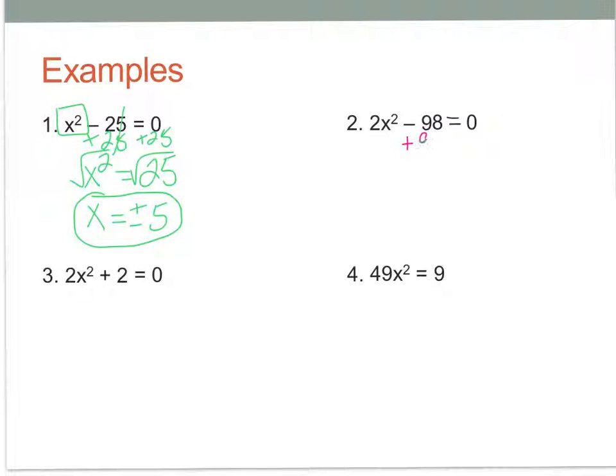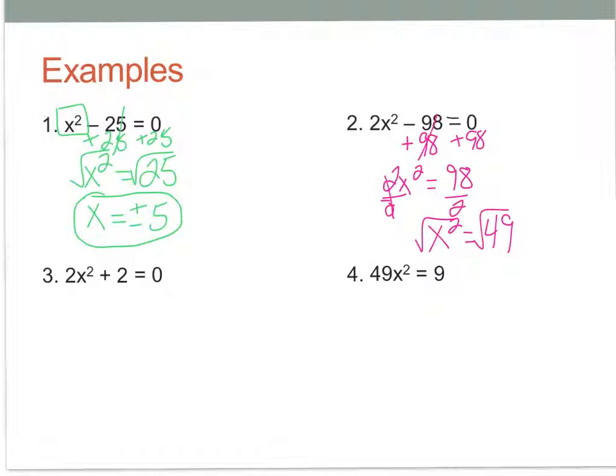All right, number 2, 2x squared minus 98 equals 0. So again, solving for x squared. Let's add 98. So we have 2x squared equals 98. Divide both sides by 2. So x squared equals 49. And last, take the square root. So x can be positive or negative 7.